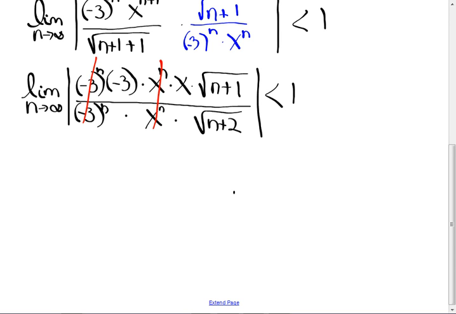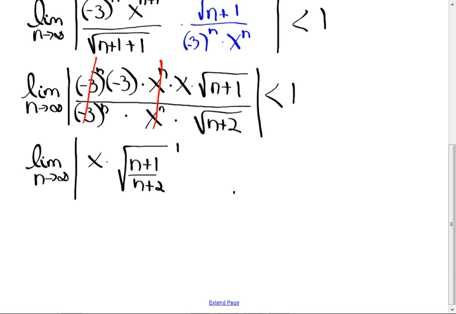Okay, that's it, right? So I have the limit as n goes to infinity. That's the absolute value of x times, and I'm going to write this under the radical like this. Can I do that? Are you guys okay with that? Oh, and I lost my negative 3. I was just going to check.